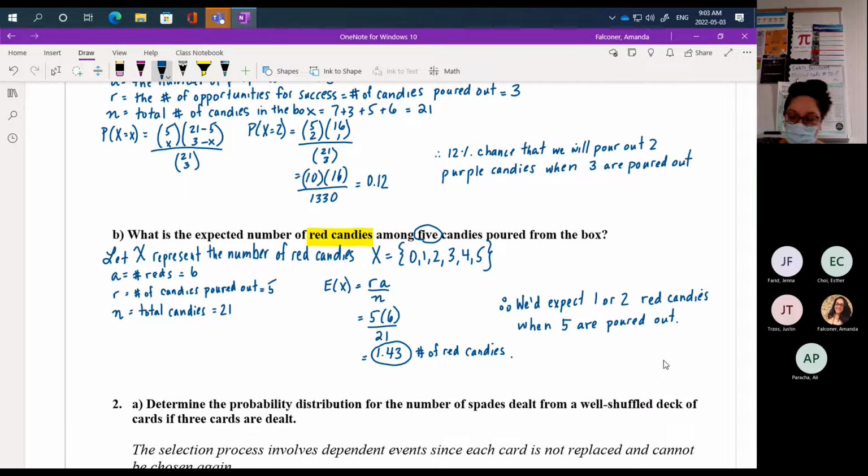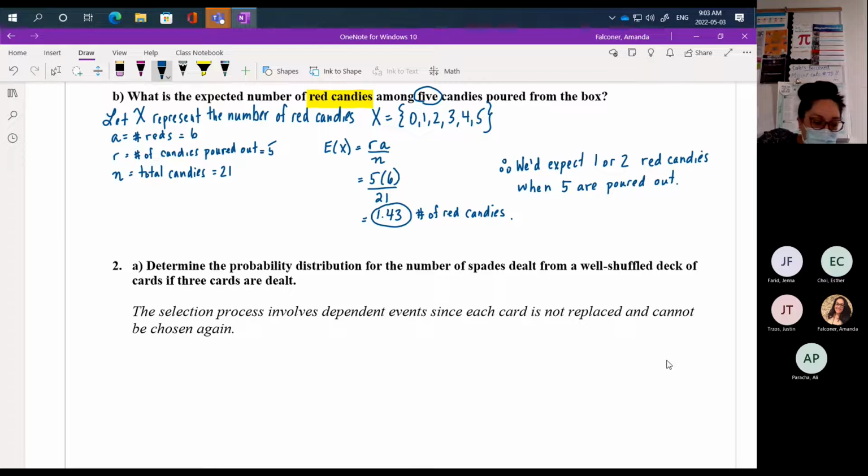Awesome, getting through it. So now we have a card type question. Okay, it's a bit of a longer lesson today. Determine the probability distribution for the number of spades dealt from a well-shuffled deck of cards if 3 cards are dealt. So they give us a little hint here. The selection process involves dependent events since each card is not replaced. Right? Whenever we do not replace things, we're doing hypergeometric, not the binomial. They're no longer independent Bernoulli trials.